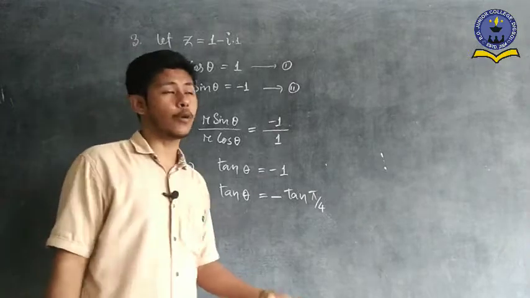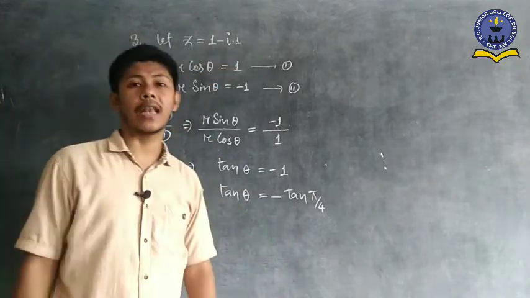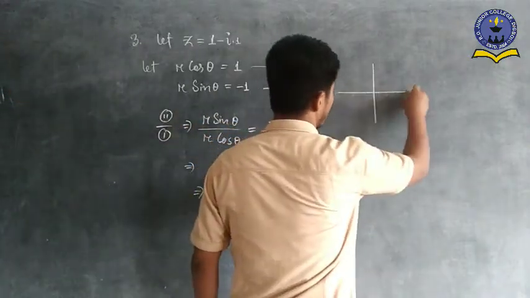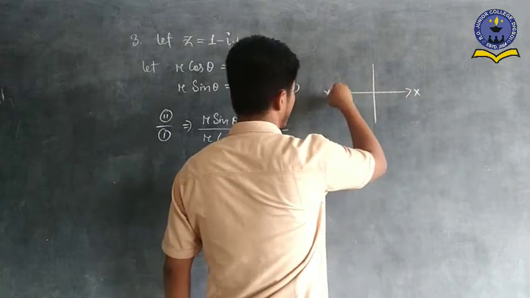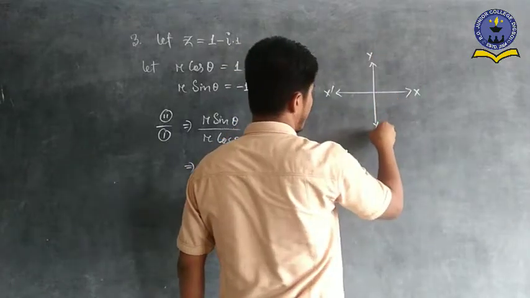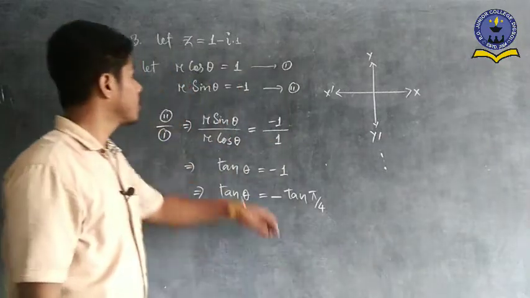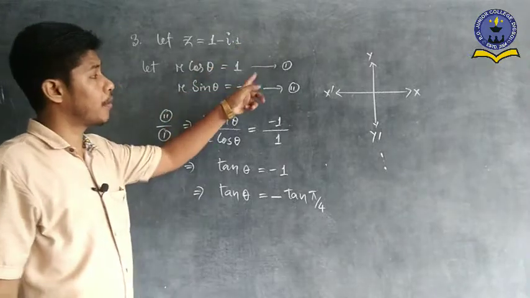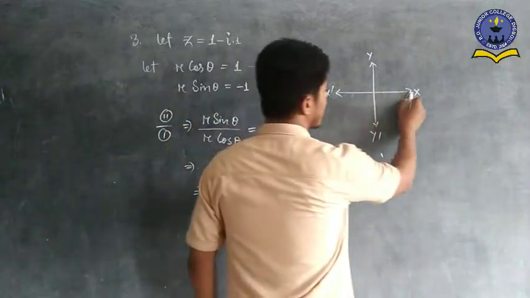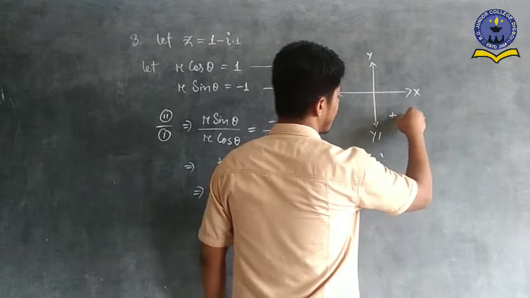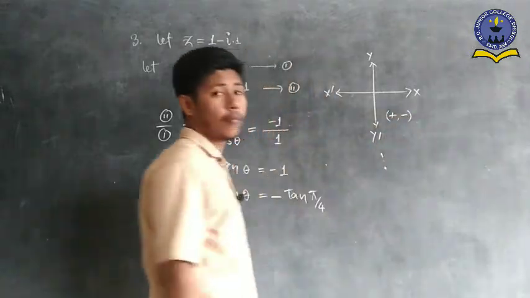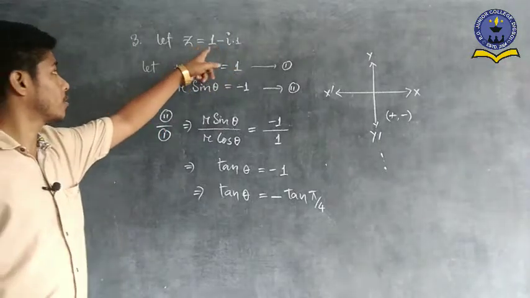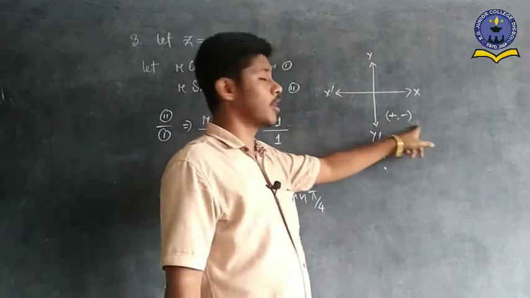So for this, first of all, we have to identify where the ordered pair lies, the complex number where it lies. First of all, we have to check this. So if you draw the xy plane here, x dash, y, and this one is y dash. Is it clear? Now if you see the ordered pair, positive, negative. In this direction positive, in this direction negative. So positive and negative in this quadrant. According to our complex number z equals 1 minus i, that means positive, negative, so fourth quadrant.